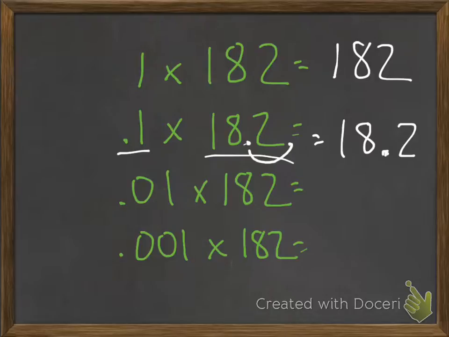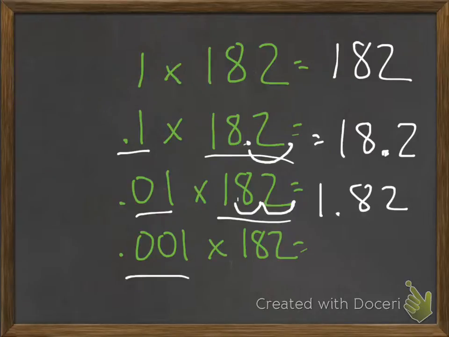The pattern continues. If we find 1/100th of 182, the decimal will be located here. If we're finding 1/100th of it, we back the decimal up 2 places, and now it's located in between the 1 and the 8, and that gives us a product of 1 and 82/100ths. Now, in order to find 1,000th of 182, we take that decimal and we now back it up 3 places. 1, 2, 3. The decimal goes right in front of the 1, and we have a product of 182 thousandths.